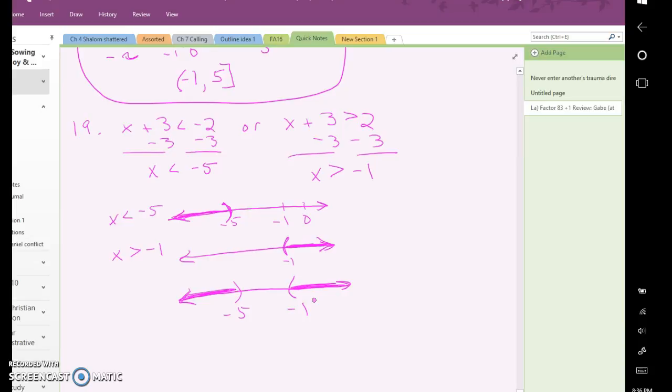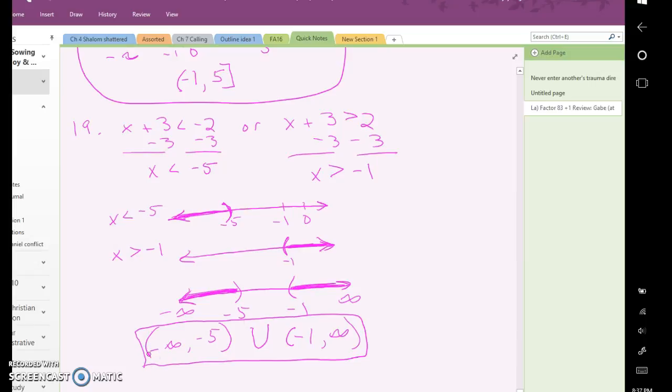And the way we write that is we again write what we see in the shaded areas. The shaded area starts at negative infinity and runs to negative 5. Infinity always has a parenthesis. The 5 has a parenthesis. Now, we're including both areas, so we're uniting both areas. That's a U. And then we see a parenthesis, negative 1, and then an infinity with a parenthesis. So this is the way you write an interval for an interrupted graph like that.